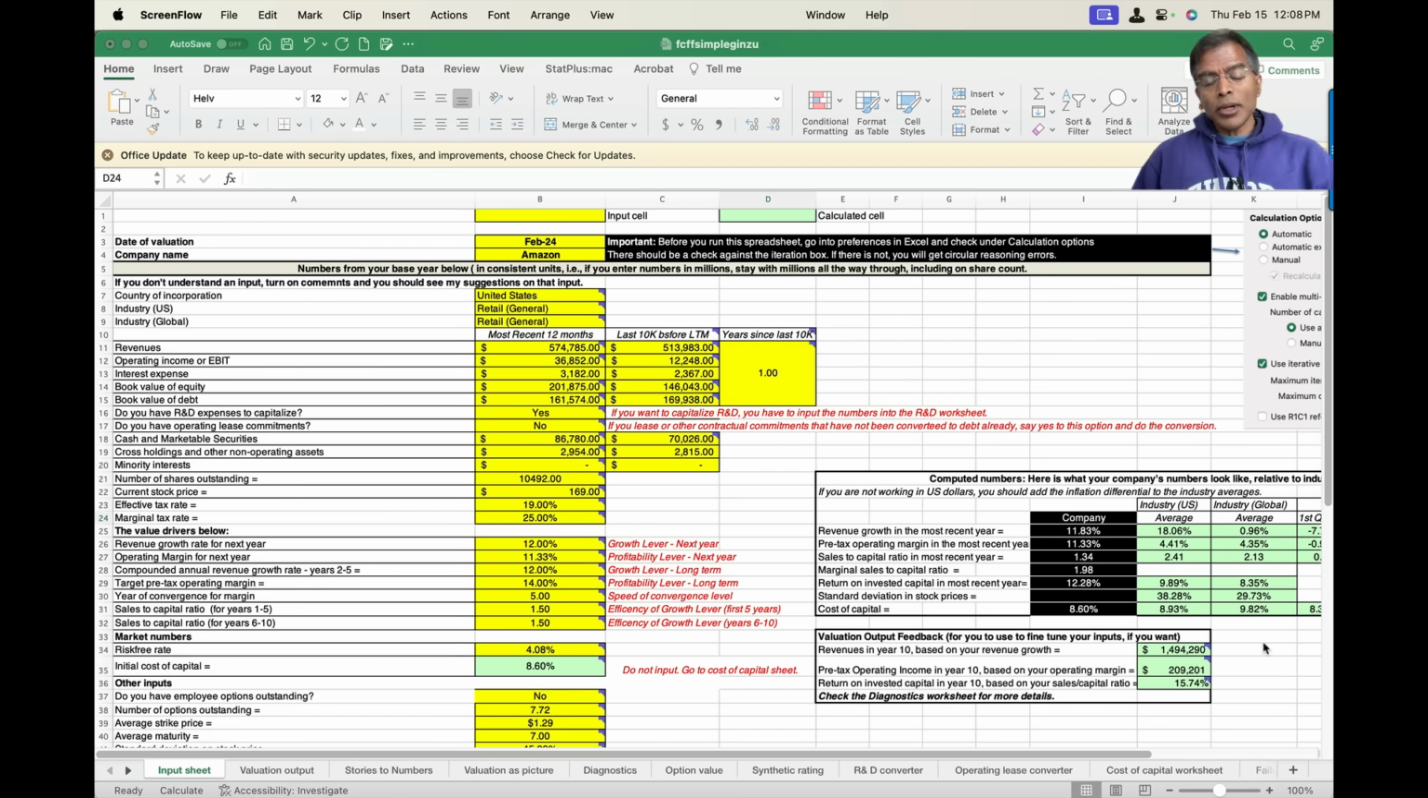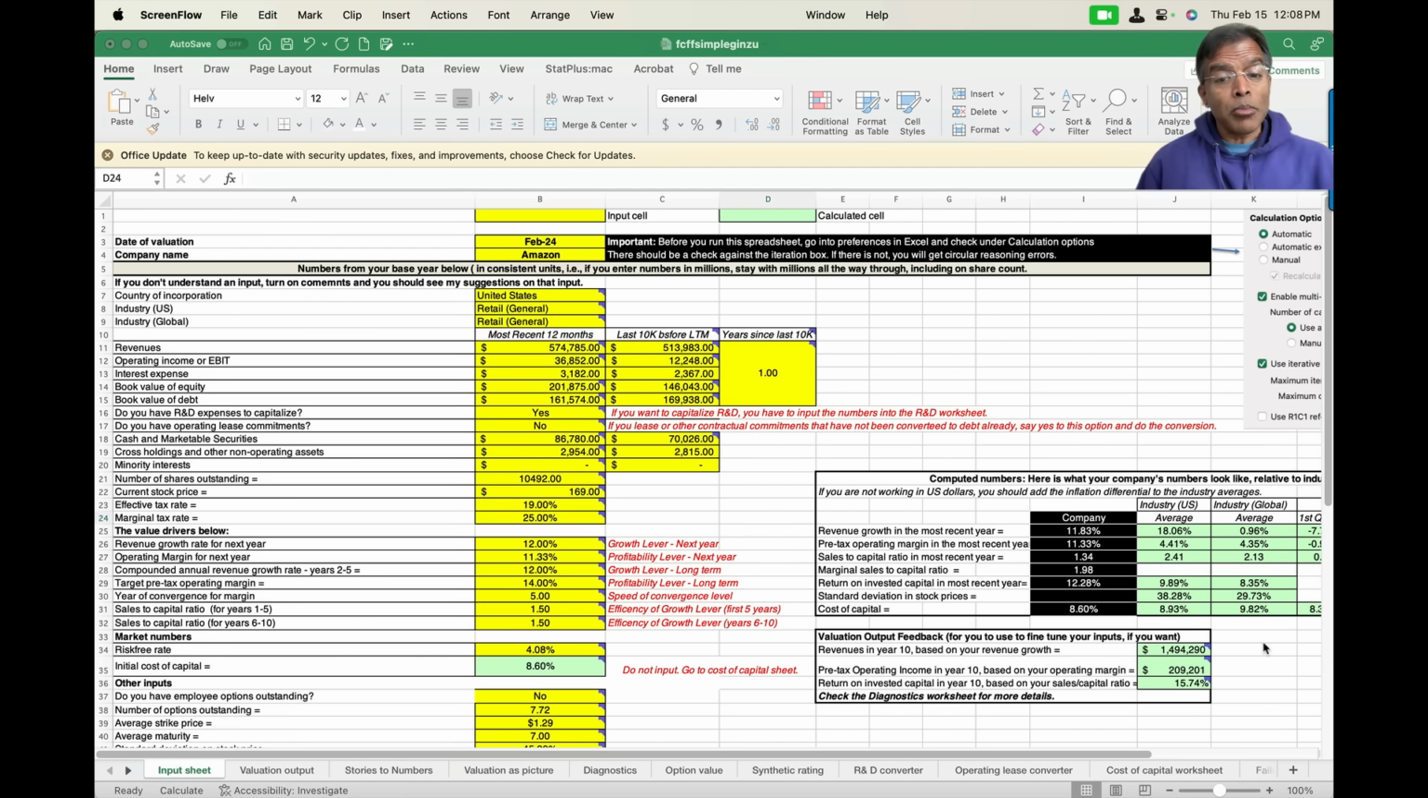Now, the last two inputs are a little tricky because you might have never seen these items before. Remember, I'm growing revenues, I'm getting operating income, but to grow those revenues, I have to reinvest. And I want to know how much I need to reinvest to get that growth rate. So I ask for a ratio called sales to capital. How many dollars of sales do you get for every dollar of capital you invest?